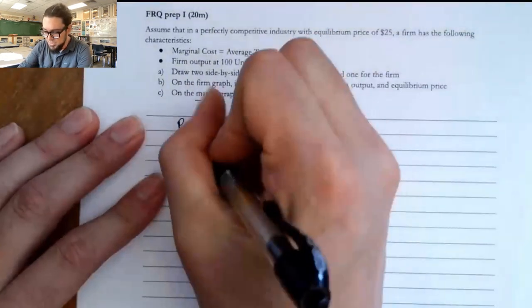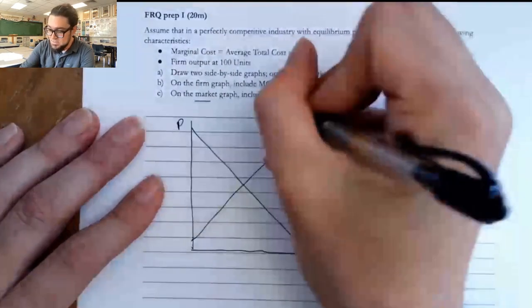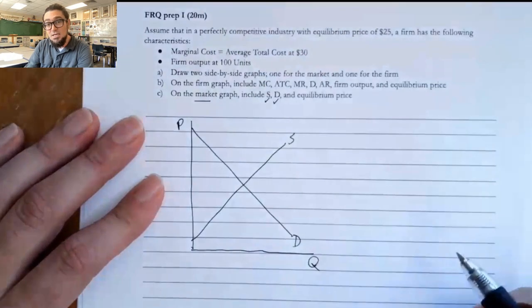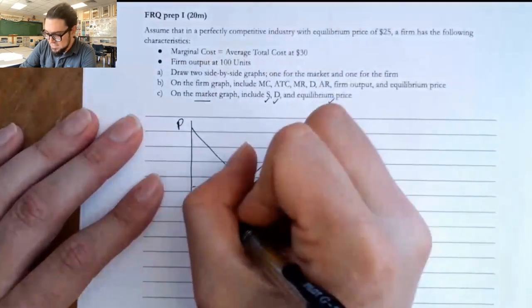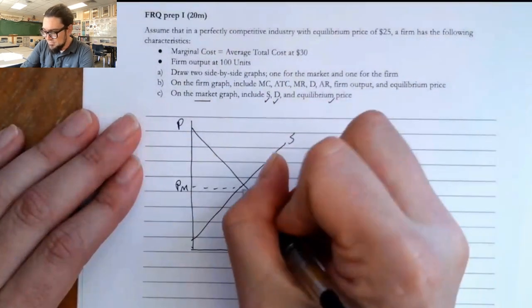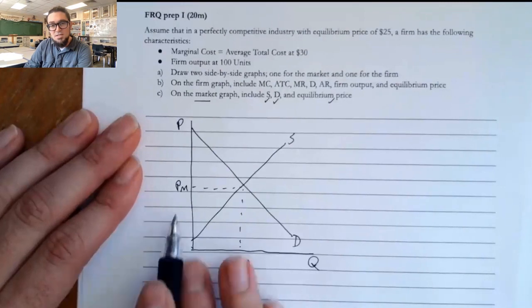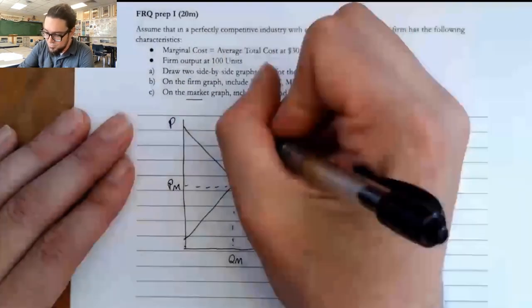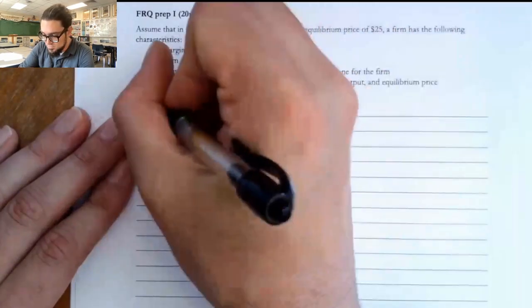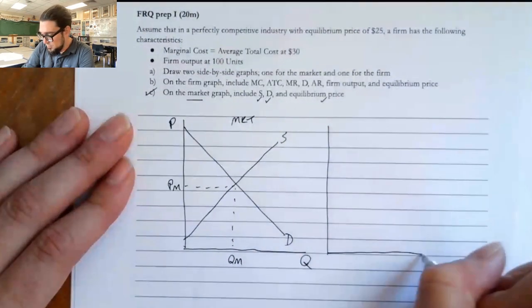So we're just going to do a plain old supply and demand graph, demand, supply. So I've checked, and then I need equilibrium price. And it doesn't tell me how I'm going to label that, but I'm just going to say P sub M. And just out of old habit, I'm going to put Q sub M right there. That's the quantity in the market. That's the price in the market. The market, done, check.